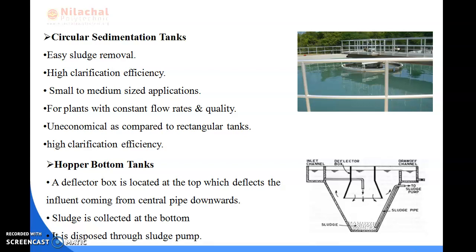Next we discussed the hopper bottom tank. You can see here the diagram of the hopper bottom tank. It is a vertical flow tank, and here there is a deflector box located at the top of the tank, which deflects the inflow that is coming from the central pipe downwards. And here you can see the sludge that is collected from the bottom, removed through the sludge pipe and disposed of by the sludge pump. Okay, so this is all about the types of tank.